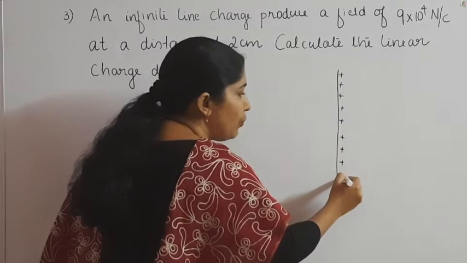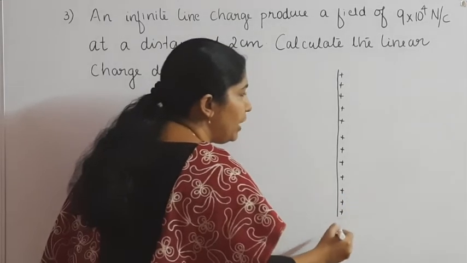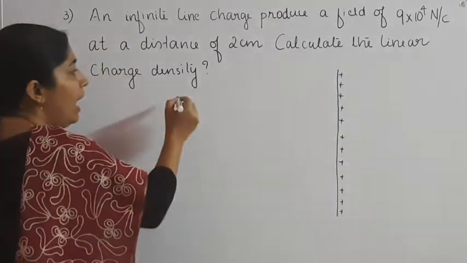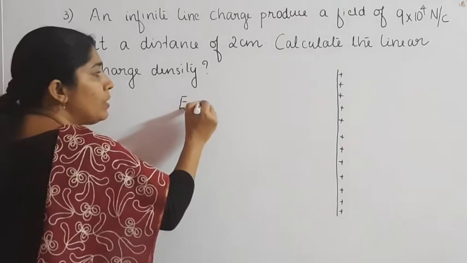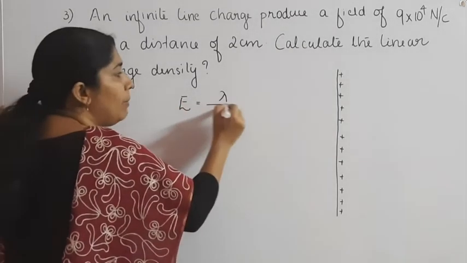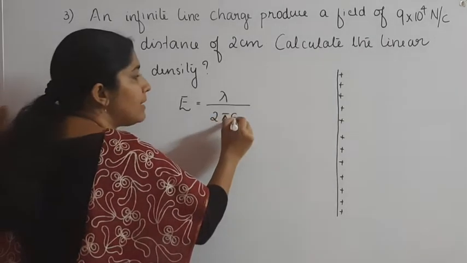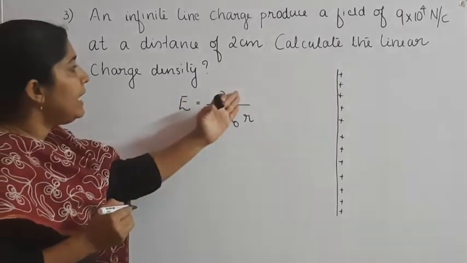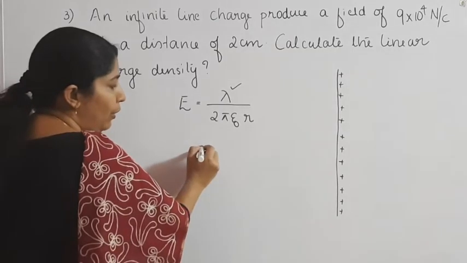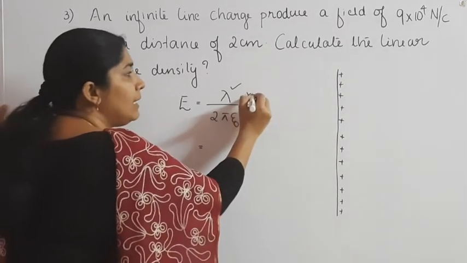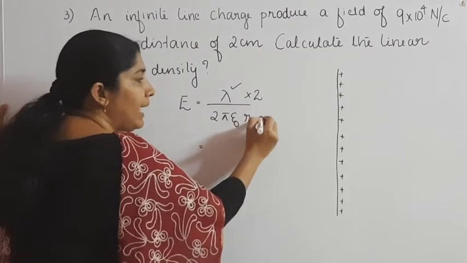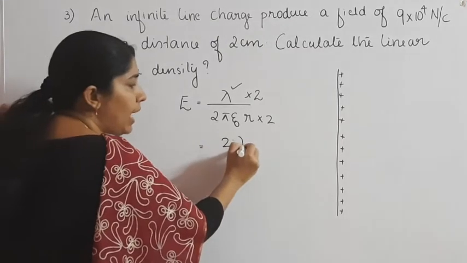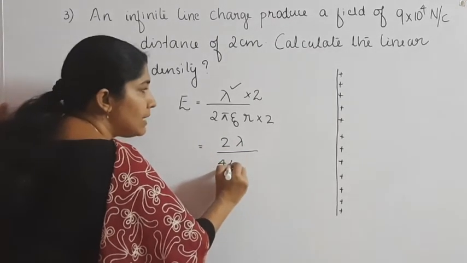Then what about the equation for the electric field at a point due to an infinitely long straight conductor? We already studied that. Electric field due to an infinitely long straight conductor is equal to lambda divided by 2 pi epsilon 0 into R. Okay, we want to find out the linear charge density lambda. For this, we multiply and divide this equation by 2. Then we get it as 2 lambda divided by 4 pi epsilon 0 into R.